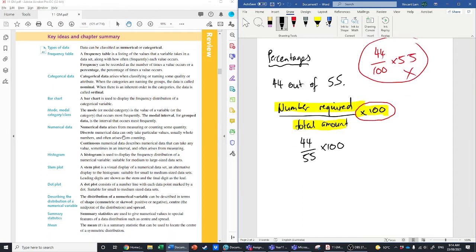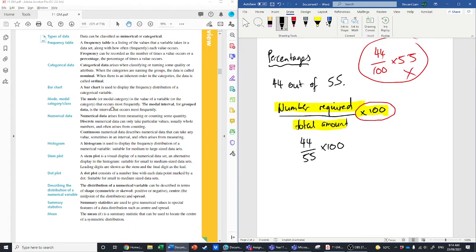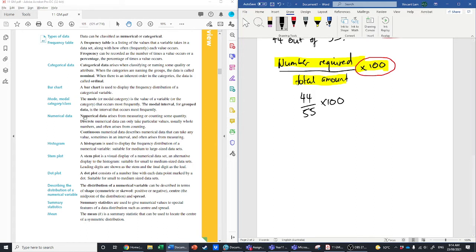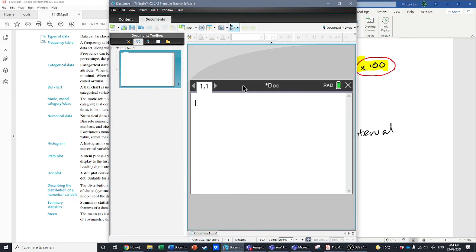What's next? Mode is pretty easy. Mode is the most occurring. The word modal interval is funny enough also just a mode. It's just the interval that has the highest frequency. So, mode equals modal interval. For some reason, a lot of students can't seem to click that modal and mode are very similar. Remember to have all your CAS instructions, especially on how to do it.